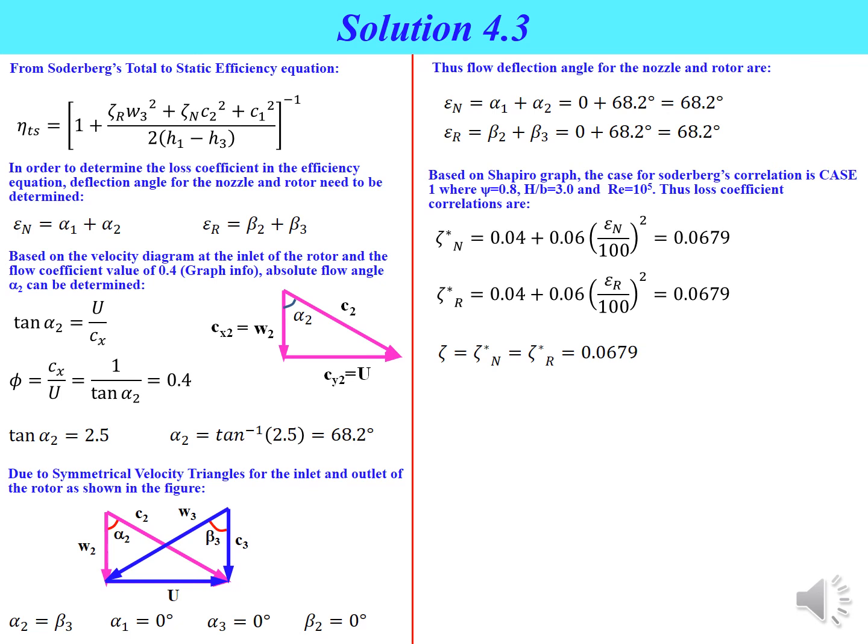So we generalize the term for loss coefficient because the value is the same. So zeta equal to zeta N star equal to zeta R star equal to 0.0679.